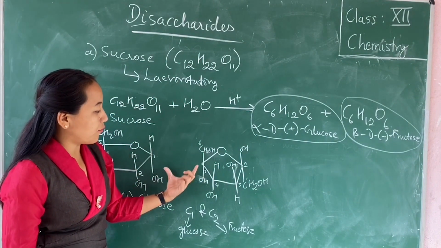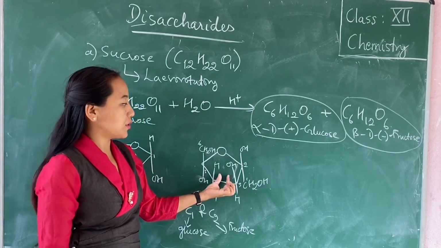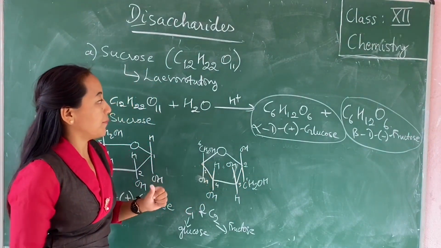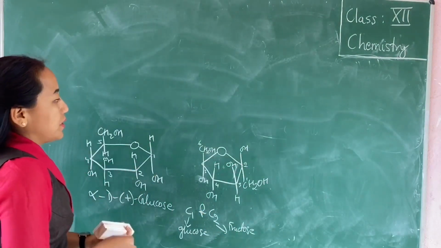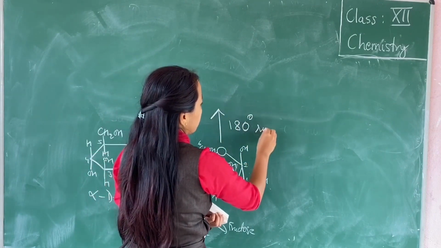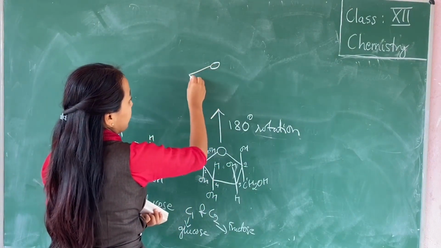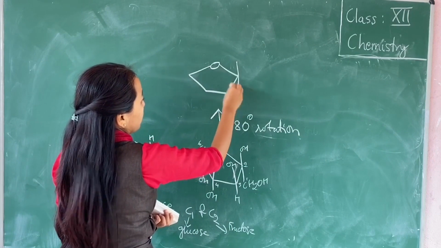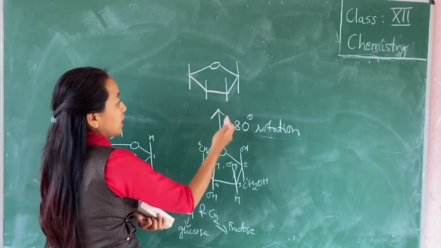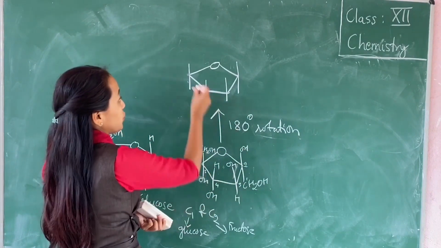Before the formation of the linkage, the 180 degree rotation of this structure takes place, and you will get a structure in which the second carbon atom will come here. So I'm going to draw that now. What happens is, on 180 degree rotation, you will get a structure like this, where this carbon will come here, and in the process, whatever is at the bottom will go at the top. So this CH2OH will come here.